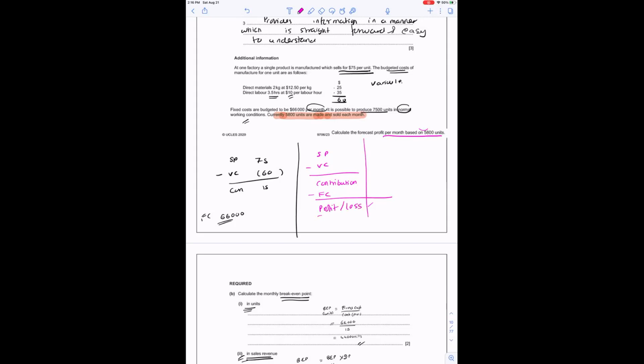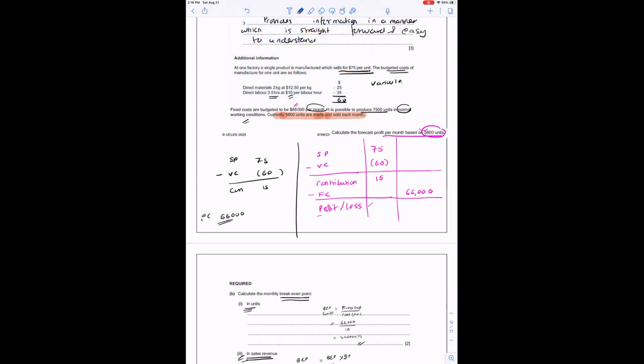What is the selling price? Selling price is 75. What is the variable cost? 60. Contribution 15. What is the fixed cost? It is 66,000. Okay. You have 5,800 units, so multiply everything into 5,800.